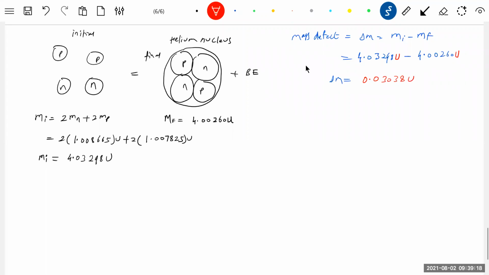This will be in eV. Convert one amu, you can convert this. Now the binding energy will be calculated. What is the binding energy? Binding energy equals delta M into C square. What is delta M?